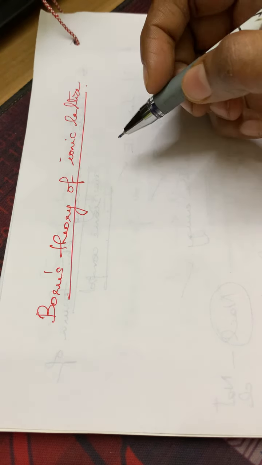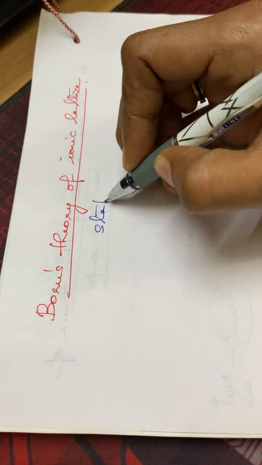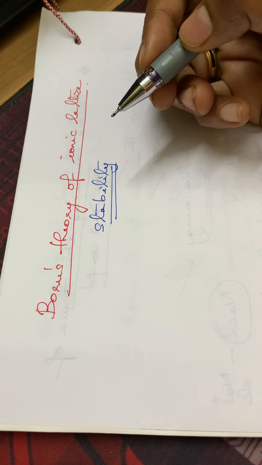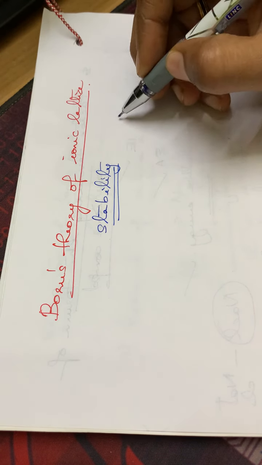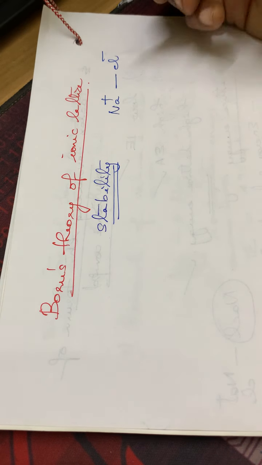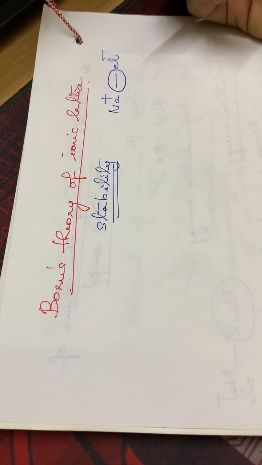See here, this Bohr's theory is related to the stability of the ionic lattice. It explains the stability of an ionic lattice. So it is concerned with the stability of an ionic lattice. Normally we have seen two oppositely charged ions, Na plus and Cl minus, held together by an electrostatic force of attraction.